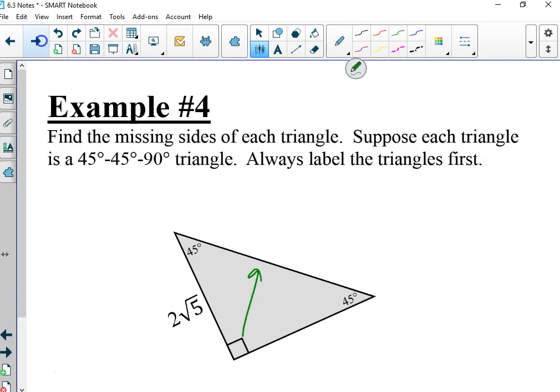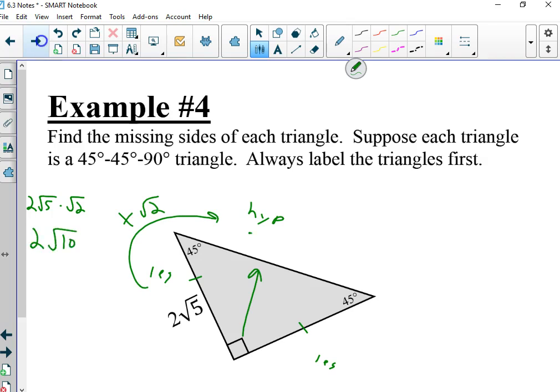Okay, example 4. Again, here's my hypotenuse. Here are my legs. Doesn't take very long to label them. And I'm going to the bigger side, so I'm going to multiply by radical 2. I'm going to come over here to the side and do 2 radical 5 times radical 2. Remember, in this case, we multiply just the radicals. So that gives me 2 radical 10. And radical 10 does not reduce. There are no perfect squares stuck inside that number. So we're finished.